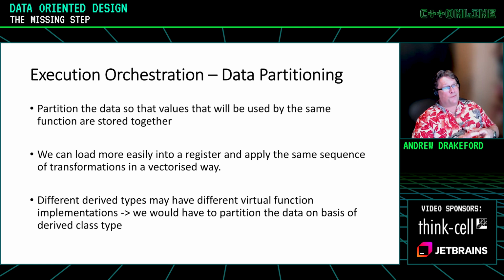If we had derived classes, we'd have to separate these out into different partitions, because the derived classes will have functions that are virtual and have different implementations. And because the implementations are different, they're not going to run the same code. And we can't have virtual functions operating on a register. So we have to partition them so that they're going to do the same thing.